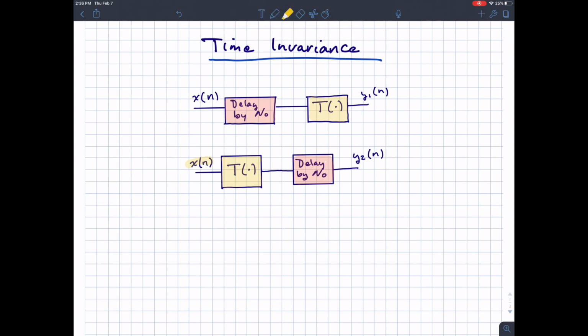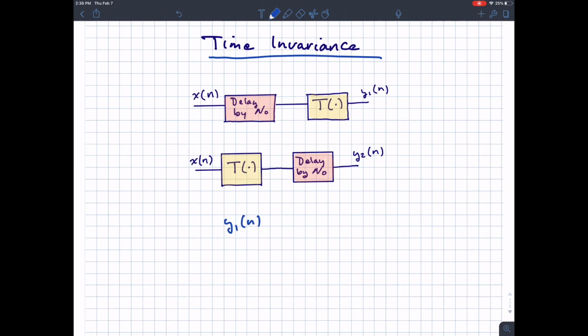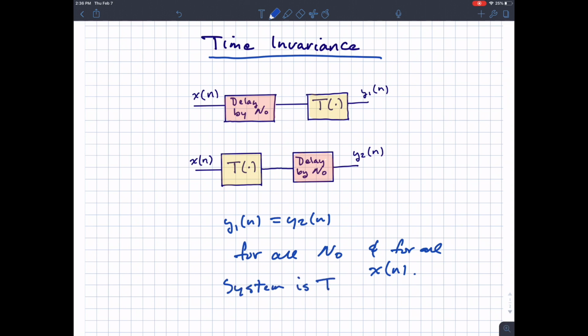If you do these two processes and it turns out that y1 of n is equal to y2 of n for all n naught and for all x of n, then the system is time invariant.